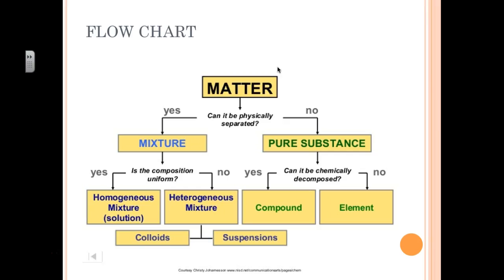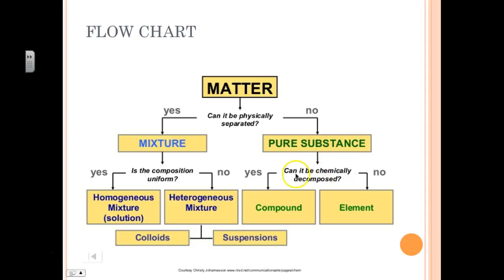How can we distinguish between all the different kinds of matter? Well, first off, can it be physically separated? We're going to talk about what that means here in a moment. But for right now, just follow the flowchart. If you can physically separate the matter, it's a mixture. If you can't, it's a pure substance.